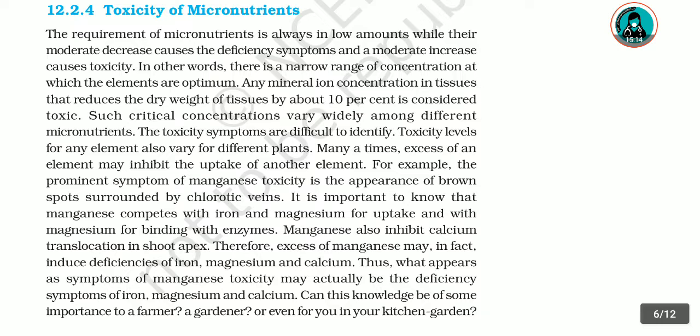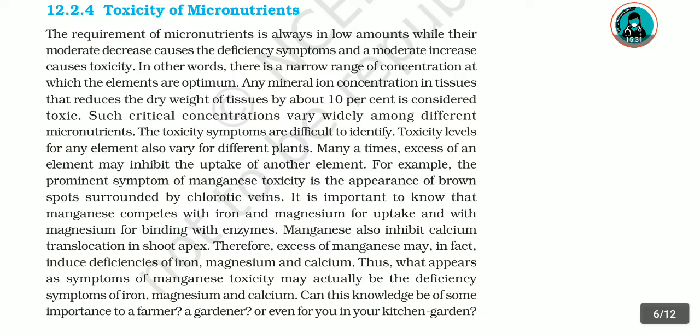The toxicity symptoms are difficult to identify. Toxicity levels for any element also vary for different plants. Many times, excess of an element may inhibit the uptake of another element. For example, the prominent symptom of manganese toxicity is the appearance of brown spots surrounded by chlorotic veins.